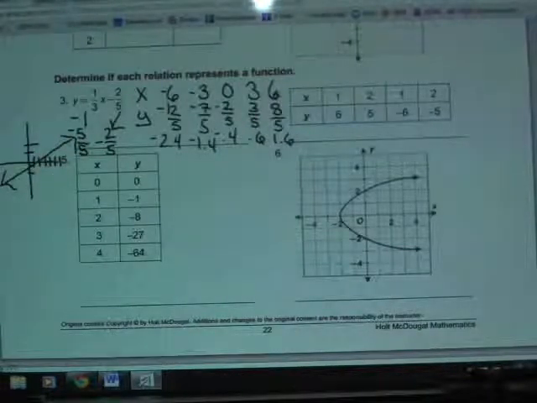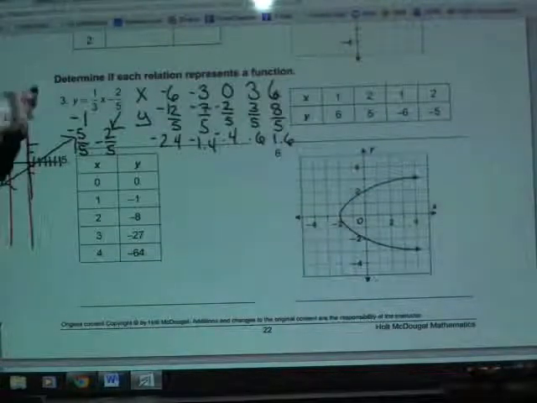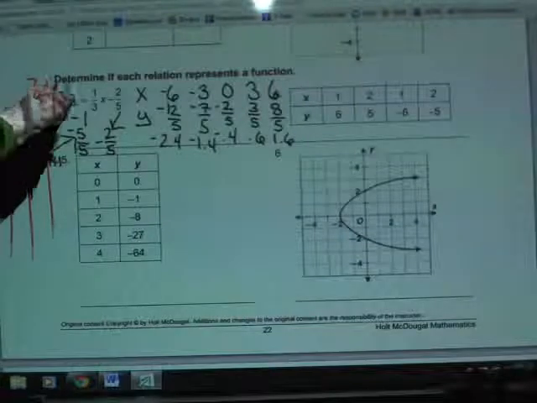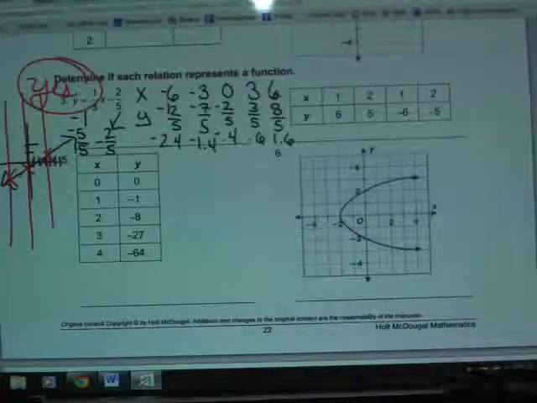But remember, the way to tell based on the graph is to do the vertical line test. The vertical line test says draw a bunch of lines through your thing. Each one should cross over your graph once and only once, never more, never less. Well, each one does cross one time. So yes, on a whole bunch of different ways, we proved that number 3 is a function.